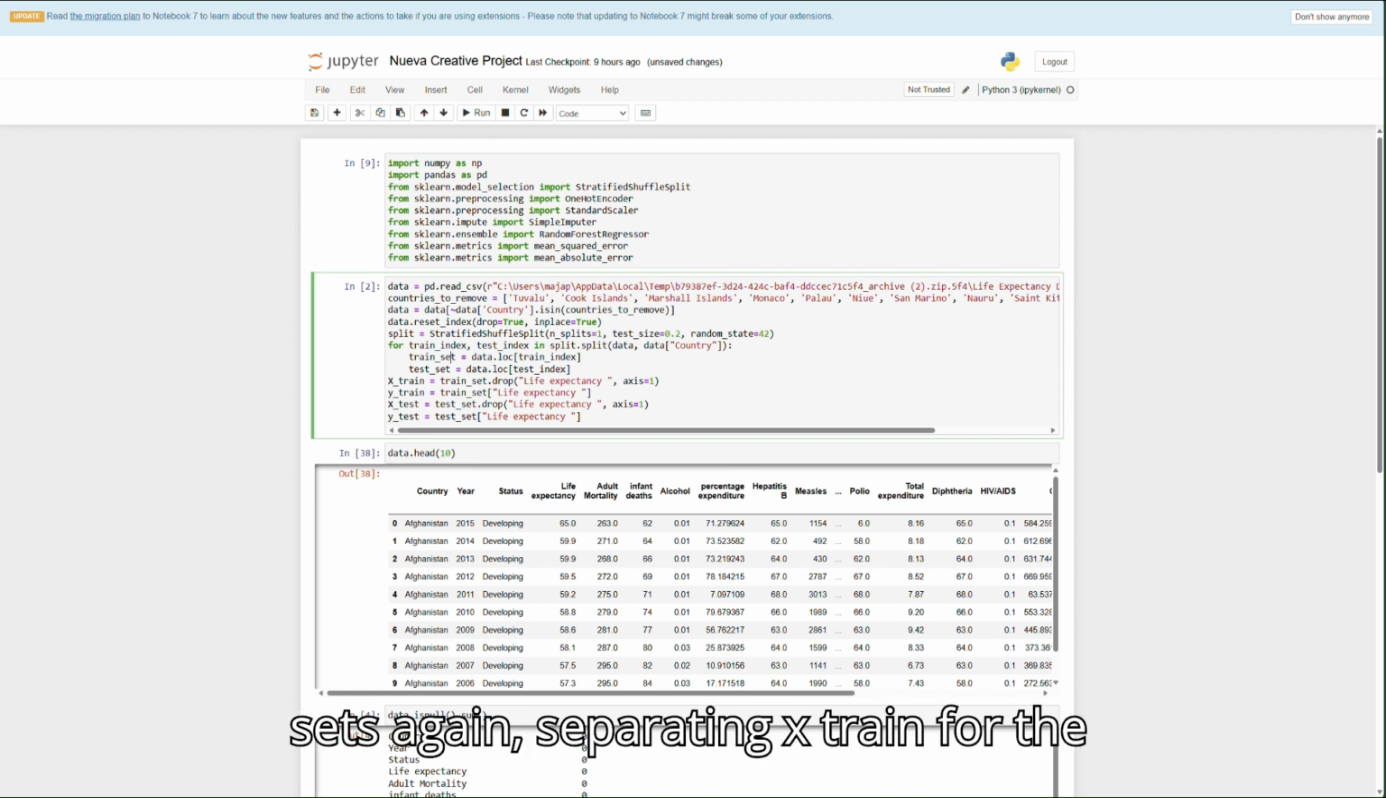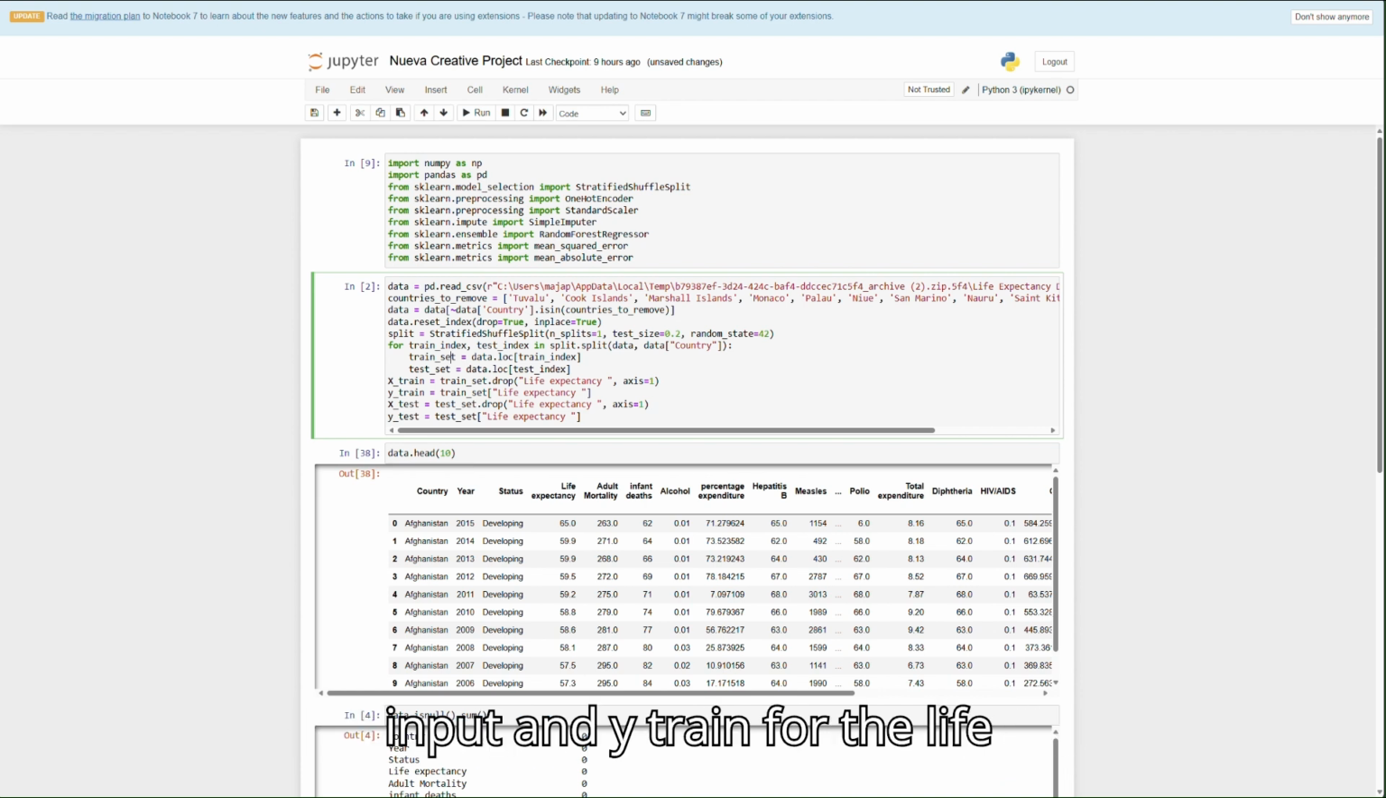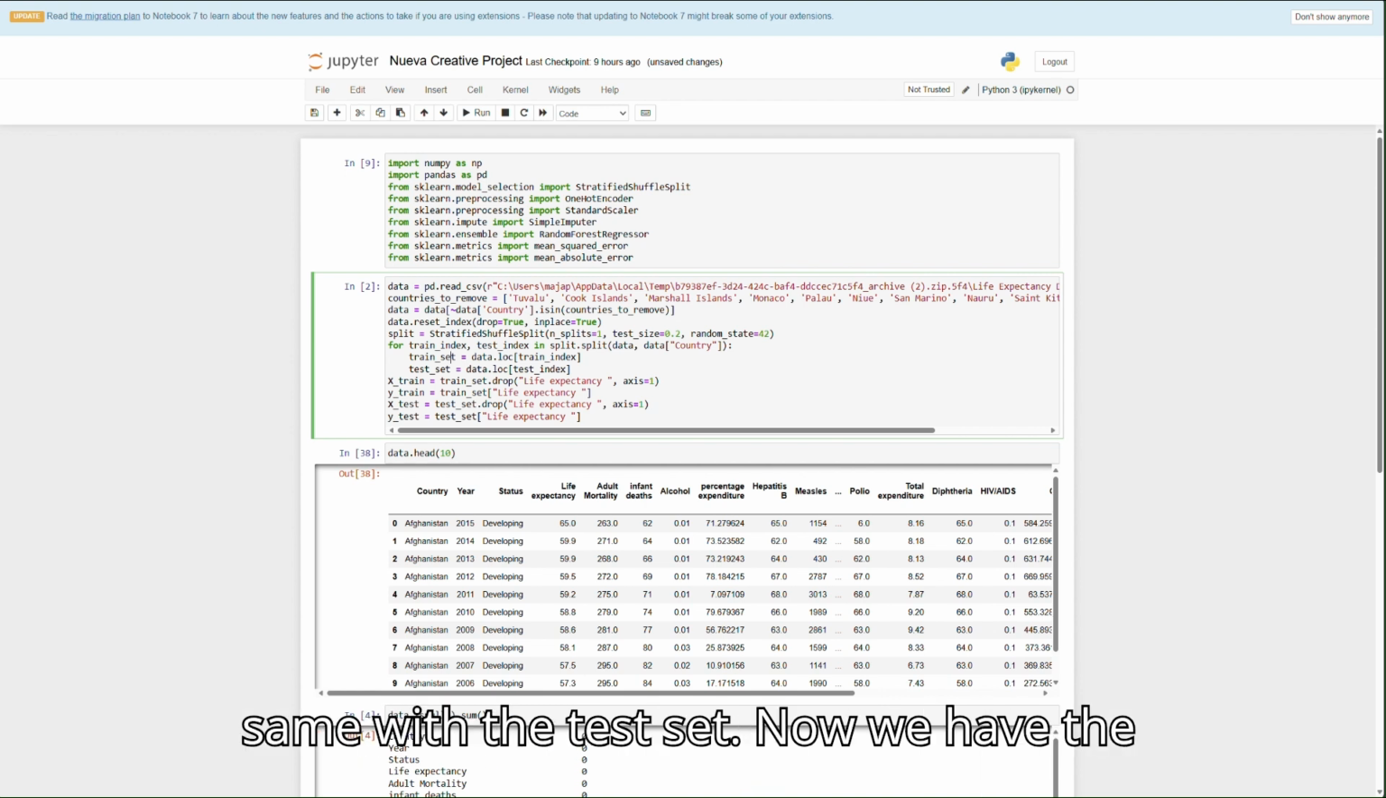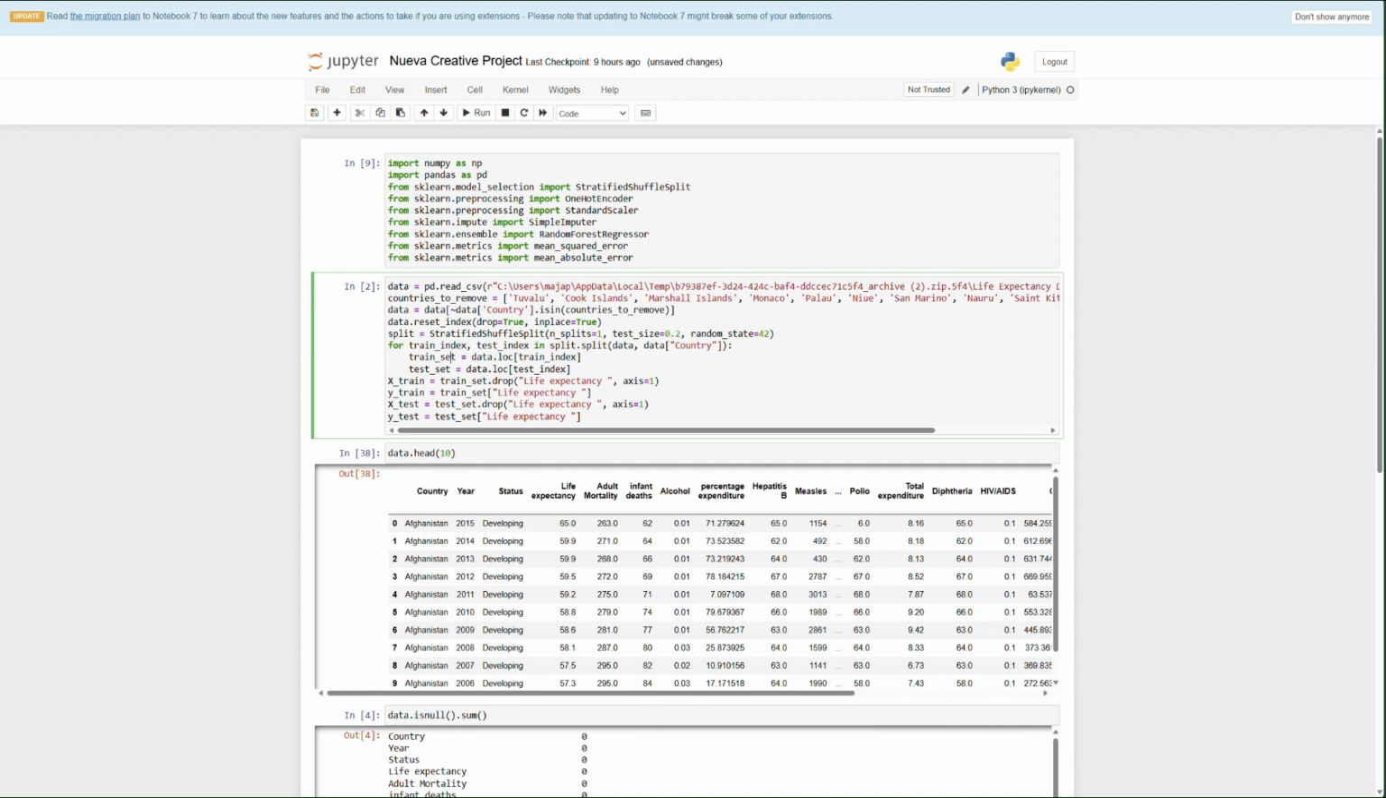I then split the sets again, separating X-train for the input and Y-train for the life expectancy, or the output. I did the same with the test set. Now we have the needed data sets.